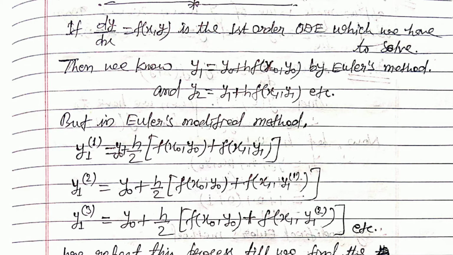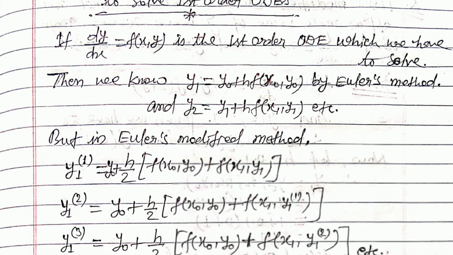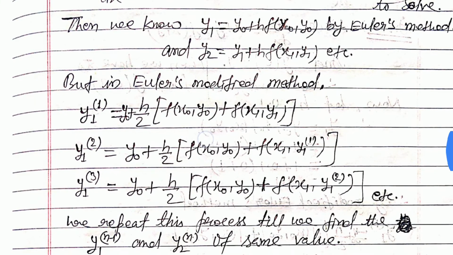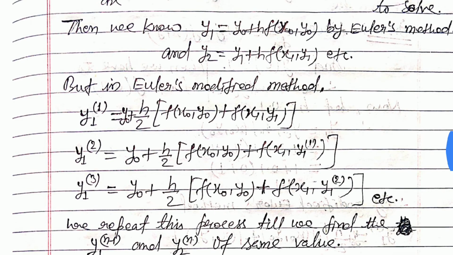So what we have to do is, y1 is equal to y0 plus h into f of x0 y0, as we know from Euler's method. And in Euler's modified method, the y1 with this symbol indicates y1 the first time. Its value is y0 plus h by 2 times the sum of two functions: the function at the initial values x0 y0, and then the function at the next values x1 y1. And what is y1 here? Y1 is the same as in Euler's method, y1 equal to y0 plus h into f of x0 y0.